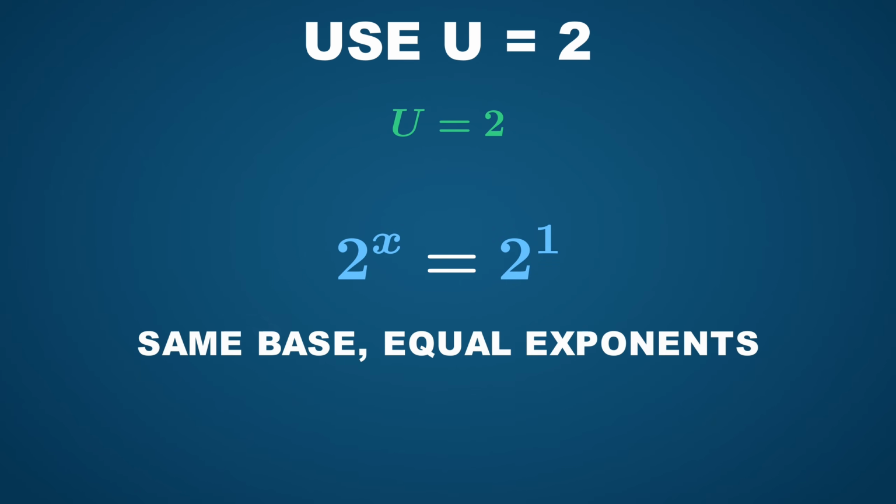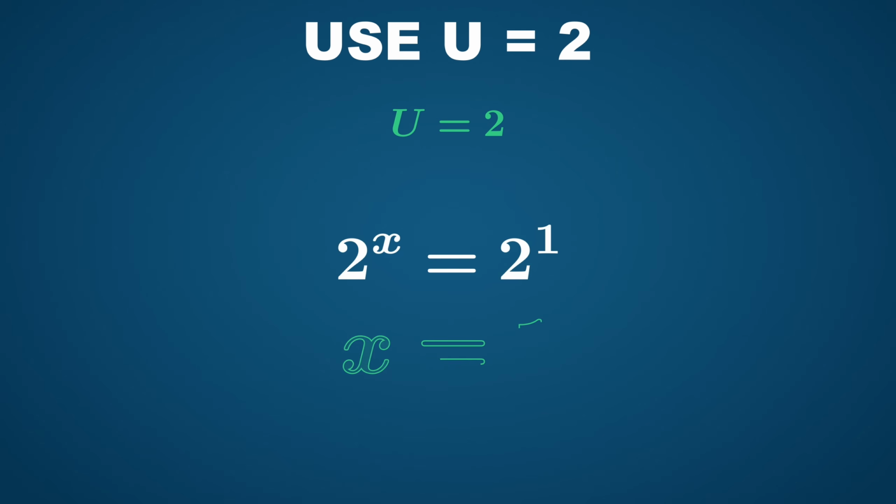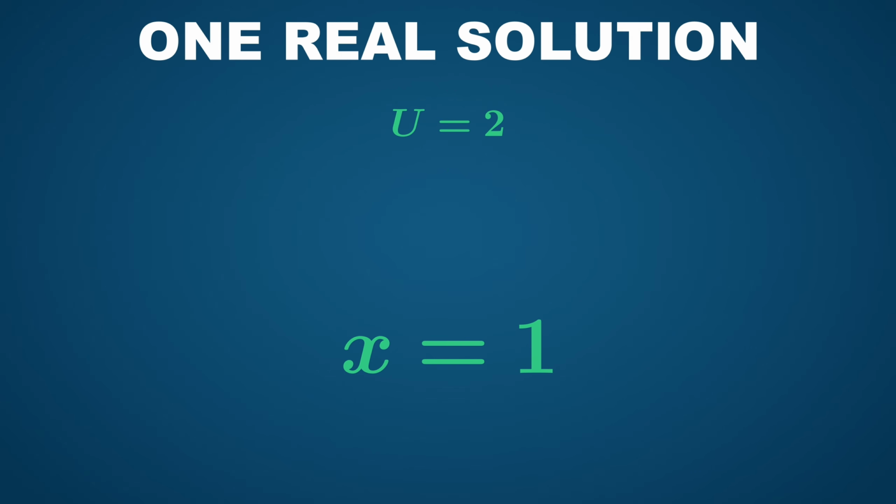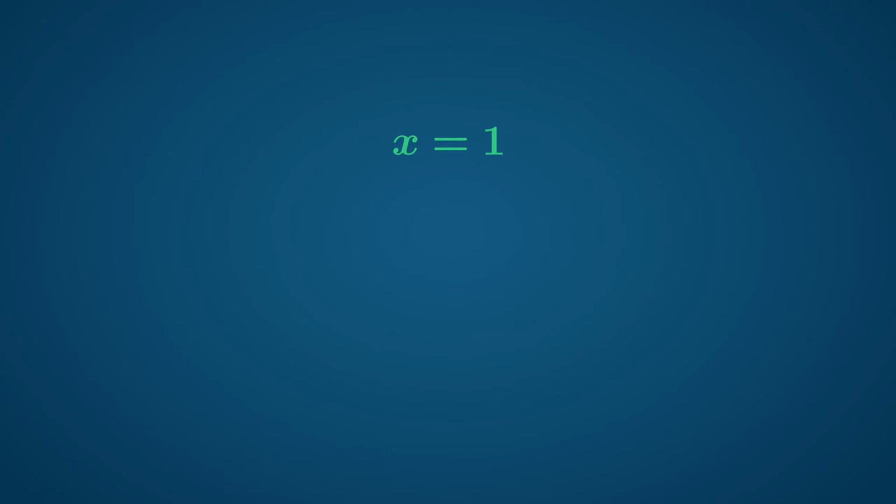Since the numerical bases are exactly the same, the exponents must match. Therefore, we definitively conclude that the variable x must equal 1. We have successfully found the one and only real solution to this problem. The final and complete answer to our exponential equation is x equals 1.